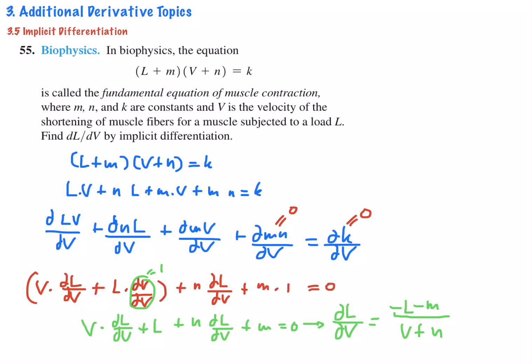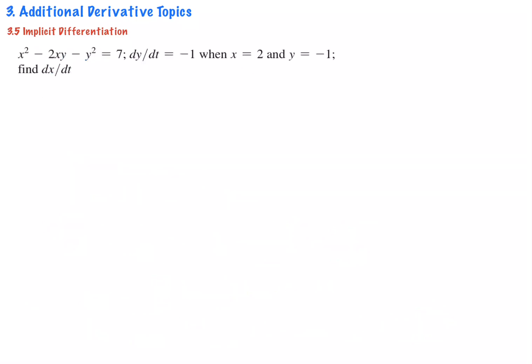Okay, let's try one more before we get into our real topic, which is related rates. Let's say we have x squared minus 2xy minus y squared equals 7, and we are given dy over dt equals -1 when x equals 2 and y equals -1. Find dx over dt. Now we have three variables, and this is with respect to time, and we can just treat it like this.